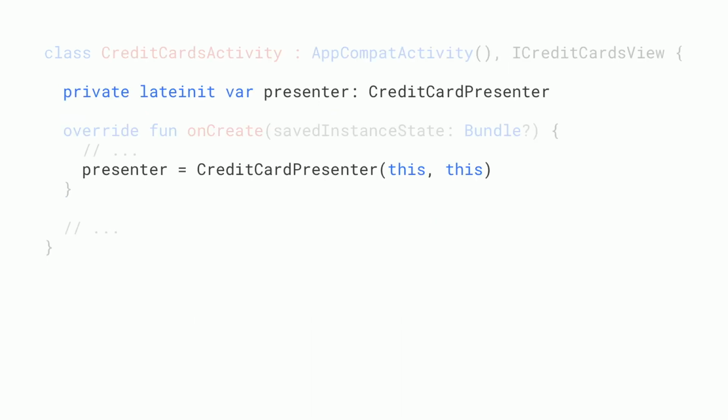The way we'd use this presenter is typically in an activity or a fragment, we would have a presenter field, lateinit var here because we don't initialize it until onCreate. And then in onCreate, we just call the constructor and we'd give it this, the view, and this, the context. And that would be enough to be up and running with this MVP example.